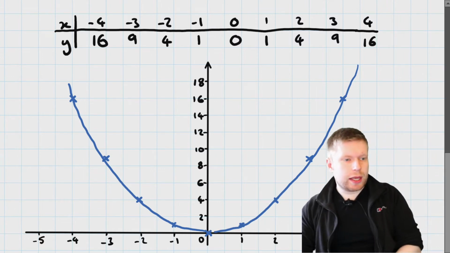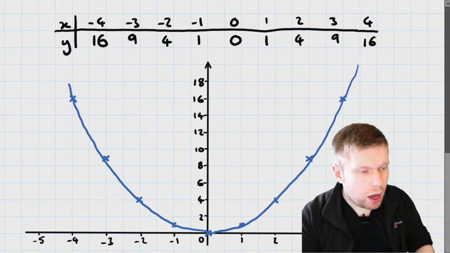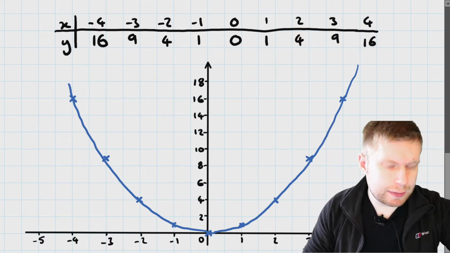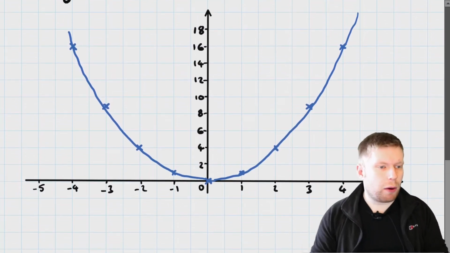Okay, so there we go. That's not bad. Okay, it's obviously very difficult drawing this on a tablet. Okay, but if you're doing it on paper, hopefully you should have a graph that looks something like this. Now let's have a look at some of the features of this graph. Like, what do we notice about this graph?